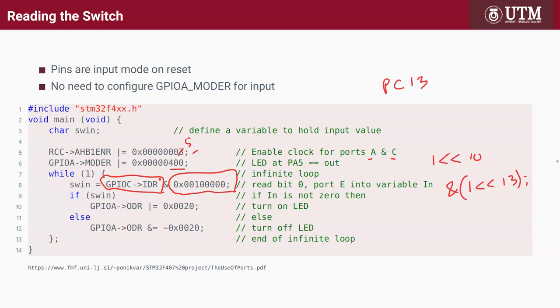So take this value from GPIOC IDR, AND it with this mask. So what is the value here? What are the possible values? Anybody can answer? What are the possible values for the switch?